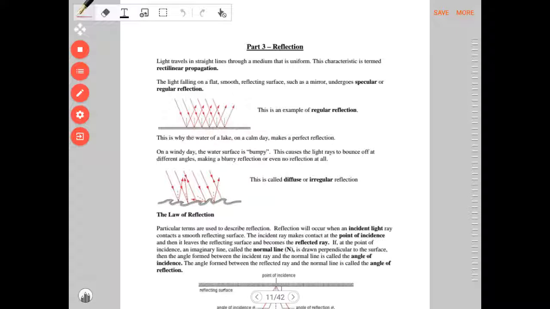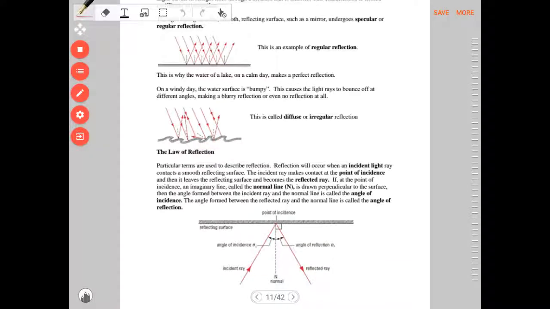This is why the water of a lake on a nice calm day makes a perfect reflection. On a windy day, the water surface gets to be a little bumpy. This causes the light rays to bounce off at different angles, making a blurry reflection or no reflection at all. This is called diffuse or irregular reflection. And as you can see, the light rays all bounce off at different angles. It's all weird, very bad. Well, not bad, just bad if you want to see a reflection.